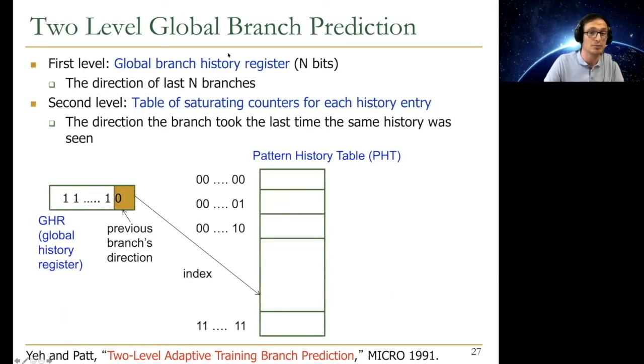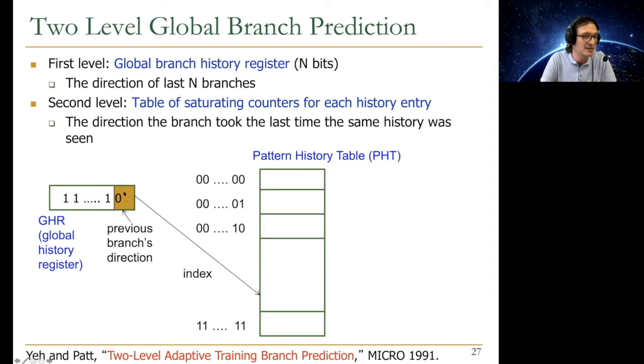Basically, the first level is a global branch history register, n bits. This is the direction of the last n branches. So let's take a look over here. Let me try to get my annotation because that may be actually easier to see, the spotlight. Okay, so basically you can see that, let's say this is 16 bits. I just made it up. And these are the 16 entries in the pattern history table then. You can see that we basically have the taken, not taken history of the last 16 branches. And we shift in the history bit of the last branch from the right to the left. And we shift out the history from the left, the oldest history.